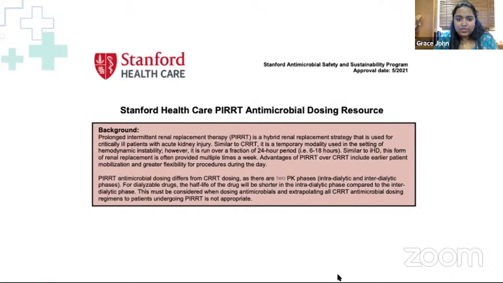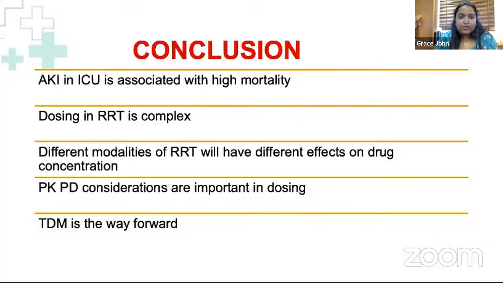So these are the common good references that you can look into when it comes to renal replacement dosing. And therefore, to conclude the presentation, AKI is associated with so much mortality, and the dosing in RRT can be complex based on the variation in the pharmacokinetics of the drug and also the patient dynamics. The different modalities of RRT will have different effects on the drug based on the effluent rate and how long it's done. Therefore, PKPD considerations are important when it comes to dosing, and TDM has to be the way forward.